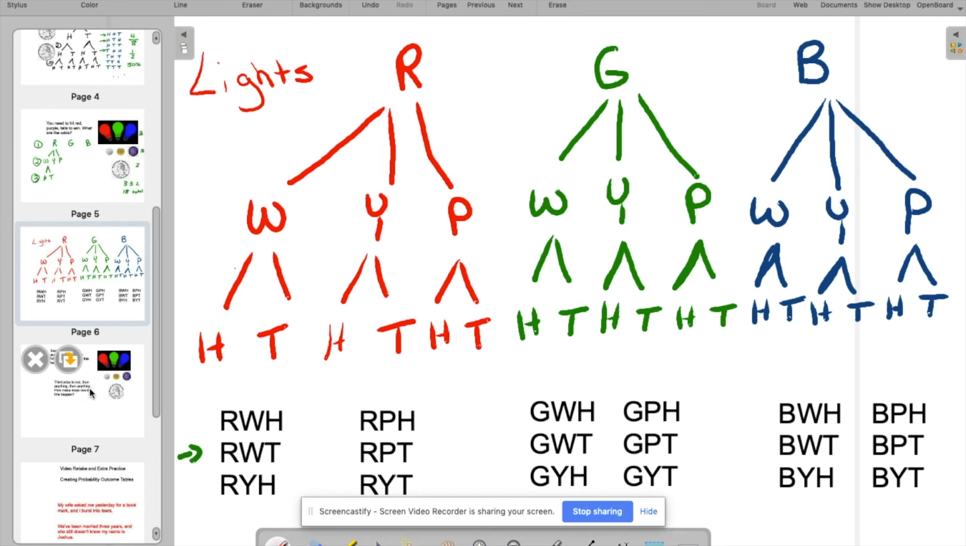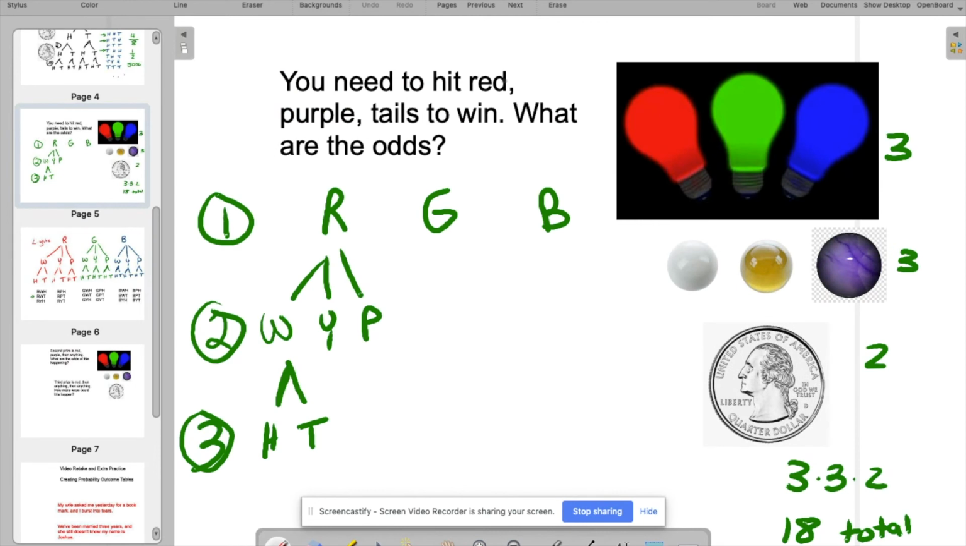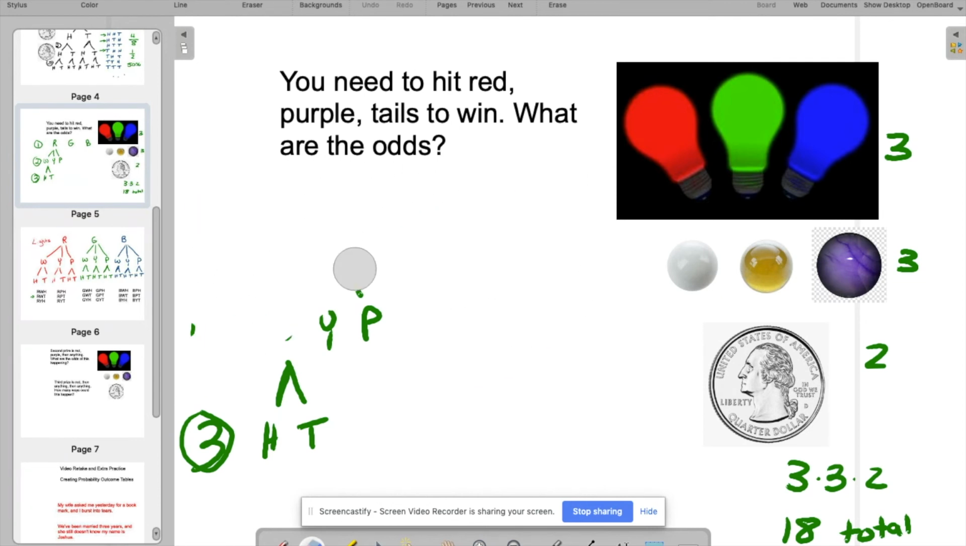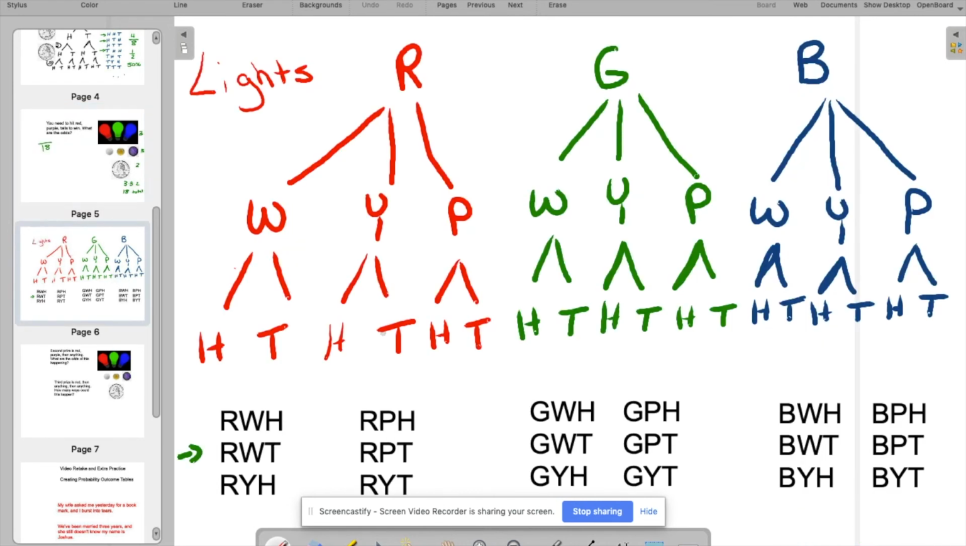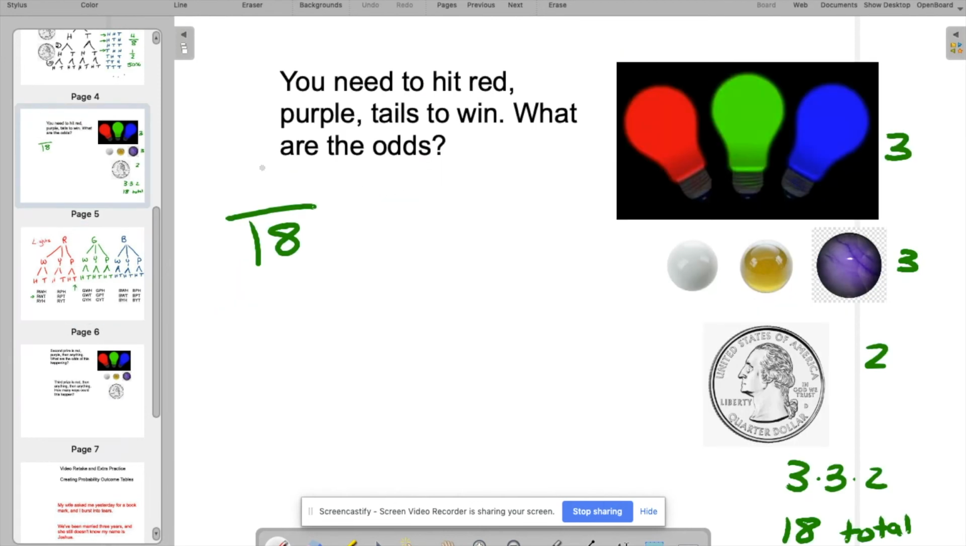So the question said, first prize is we need red, purple, and then tails to win. What are the odds? Well, we know that there are 18 possible total events. So it's got to be something out of 18 events. Okay? So if we go and look, how many of them have red, purple, and then tails? And I only see one of them has red, purple, and then tails. Therefore, there is 1 out of 18 that will help us win this event.